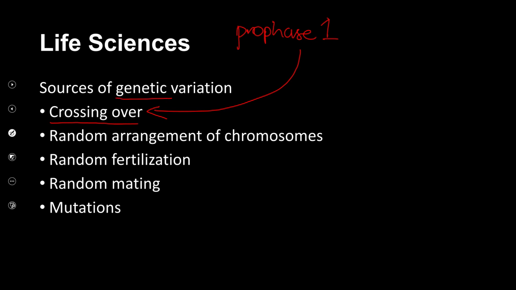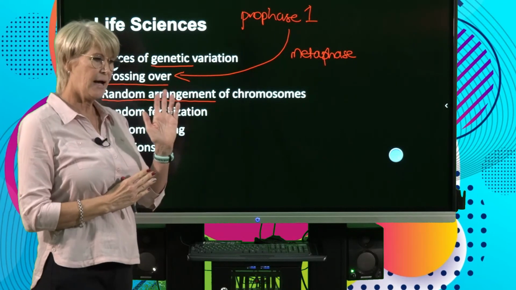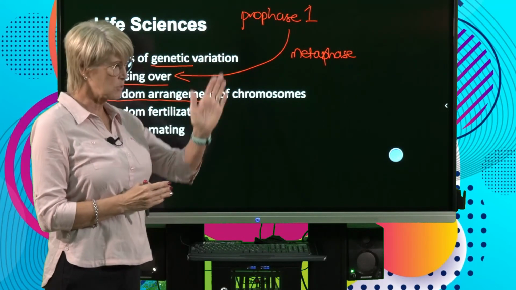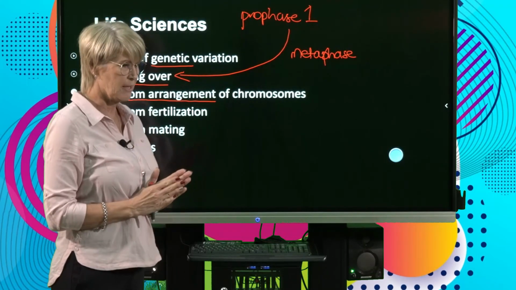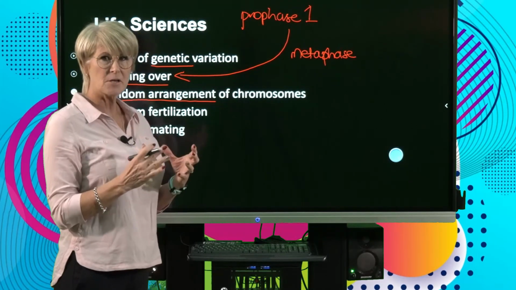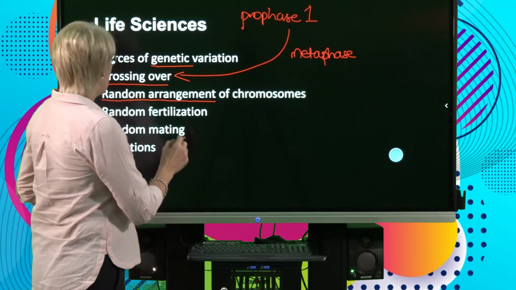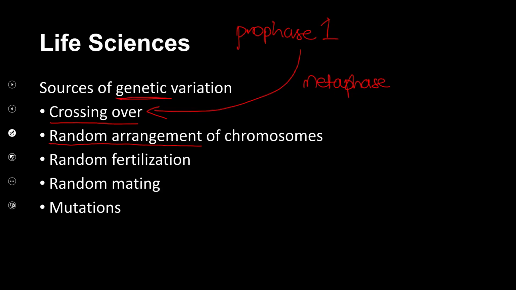The second place where genetic variation occurs is when the chromosomes line up on the equator during metaphase. In this phase of meiosis, they line up at the equator randomly. There isn't a set pattern. We don't have to have all the maternal chromosomes on one side and the paternal on the other. It's just random, and every single time that meiosis takes place, those chromosomes randomly line up. So there's never the same sequence, and that also creates genetic variation.